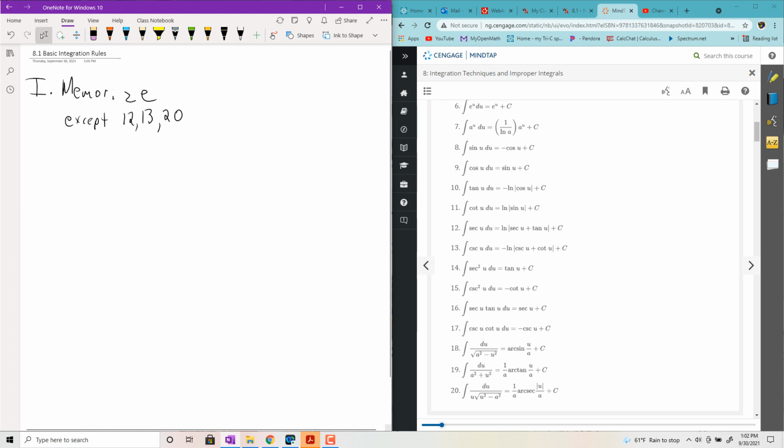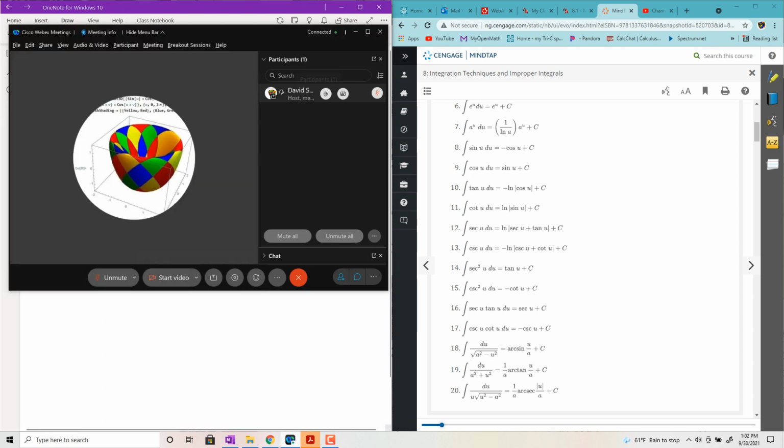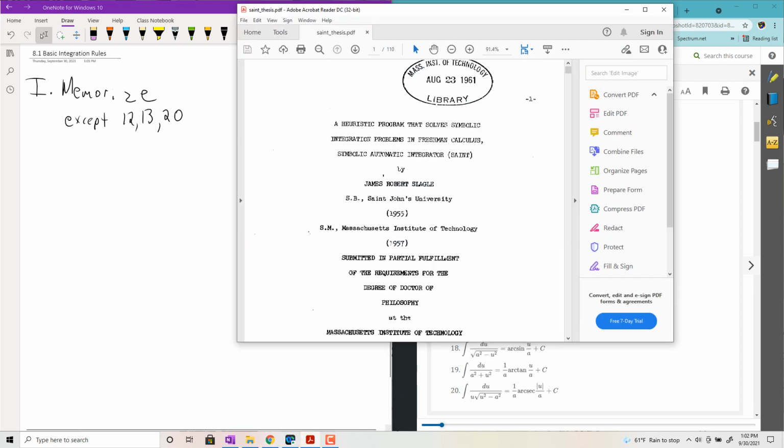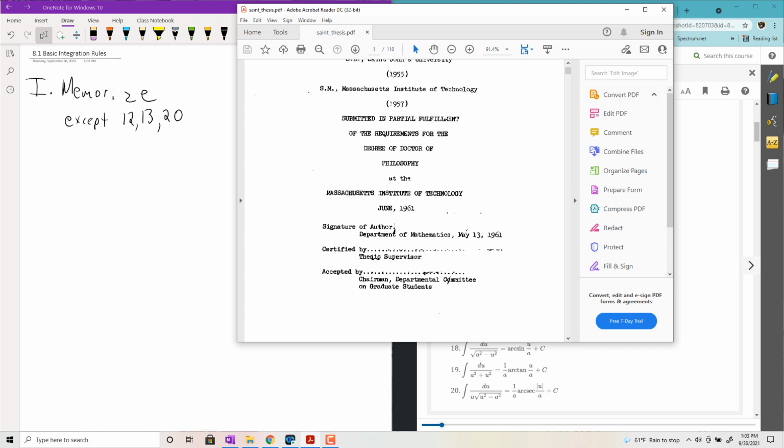What are we going to be doing in this chapter? Basically, we're going to be teaching you how to integrate pretty much anything, and it's kind of weirdly similar to a computer program. So back in the day, with computers, they were always asking this question, can a computer do this? Can a computer do that?